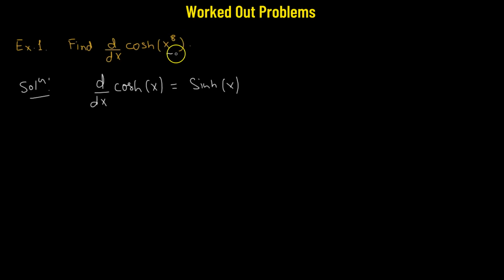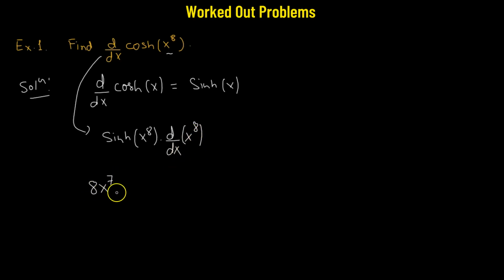For that we will assume that x raised to the power of 8, if it were x, then this would give us sine hyperbolic x. But since this is not, we need to multiply it by the derivative of x raised to the power of 8. So this is fairly simple. We can use the power rule. This will give us 8 times x raised to the power of 7 multiplied by hyperbolic sine of x raised to the power of 8. So this is the derivative of the given hyperbolic cosine function.